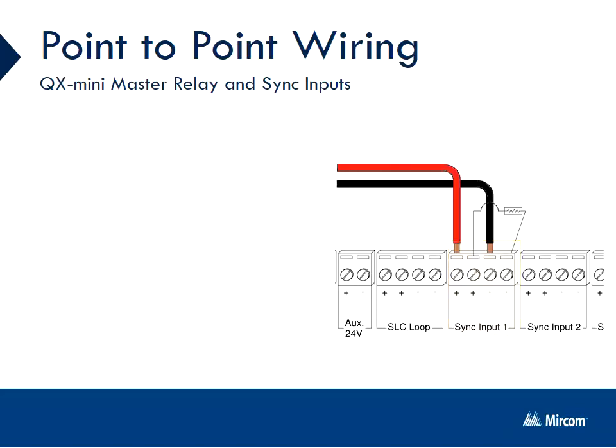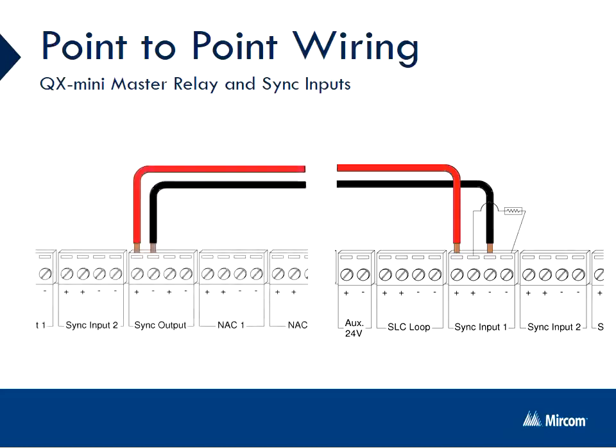Be aware that the sync input terminals are slightly different from the rest of the terminals and are laid out as a positive, positive, negative, negative. You will want to wire into the first positive terminal from the left-hand side and the first negative terminal from the left. The other two terminals, you will want to install the supplied 3.9K end-of-line resistor to allow the circuit to be monitored. In order to sync more panels, simply wire the next panel or panels in the same way, in a daisy chain fashion.